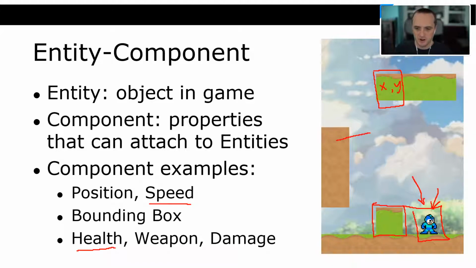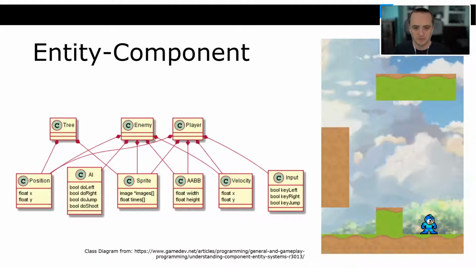So for example, a tile might not have a health, but the player might have a health, right? So what we can do is then an entity will just become a container that we store components in. And then based on which components are present inside an entity, that's how we write the logic for our game. And I'll have examples of that.